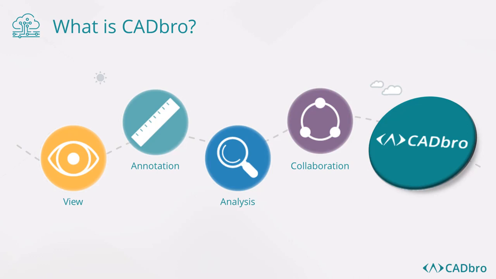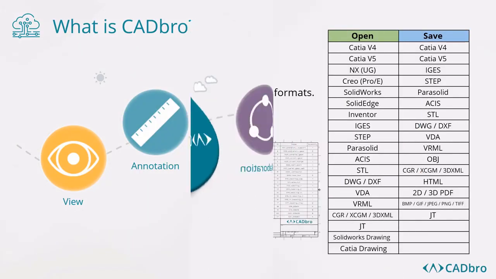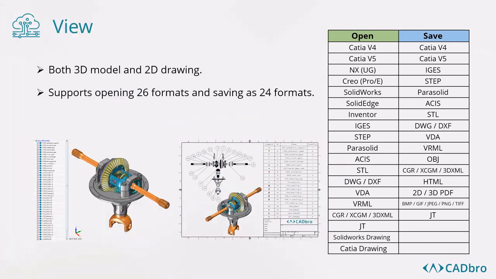What is CADbro? CADbro is a 3D CAD viewer that helps with your customer view, annotation, analysis, as well as collaboration. Let's start from the first part, view. CADbro can view both 3D CAD models and 2D drawings. It has a powerful translator which supports directly reading both native and neutral 3D and 2D formats.